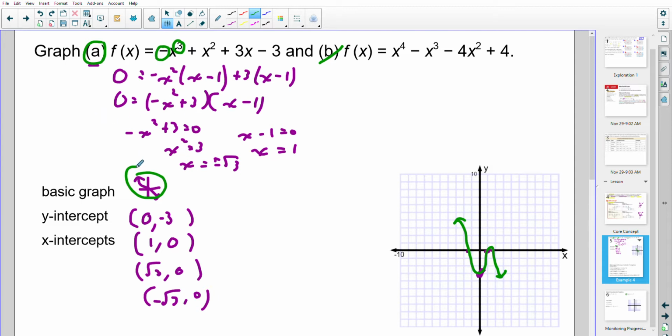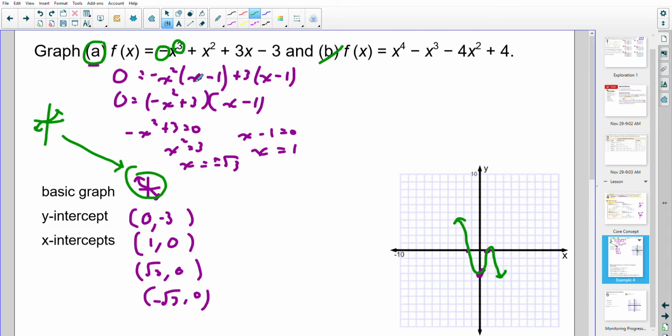That tells me the general direction of this graph. If this were positive, it would look like this, but we're going to reflect it over the x-axis, so it is going to look like this. Left-end behavior would go to positive infinity, and right-end behavior would go to negative infinity. Okay, the y-intercept is where you put 0 in for x. Putting 0 in for x gives you negative 3.